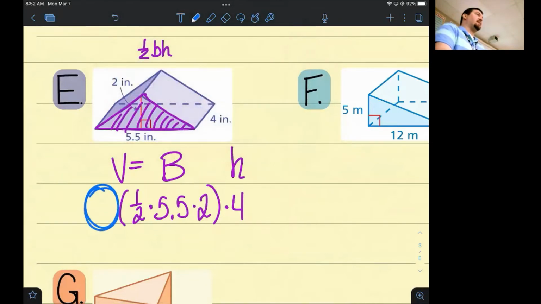That's because I don't care how many sides I have. I'm not doing surface area. I just need to do the area of one of the bases. So the 2 can't cancel out with the 1/2. That's not going to happen here.